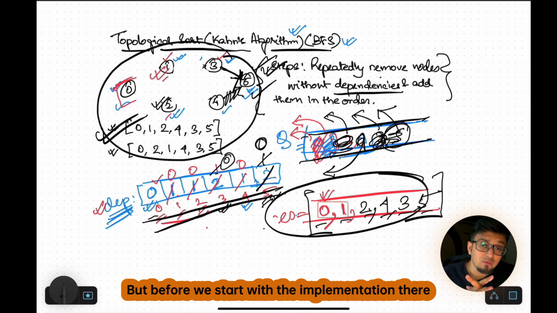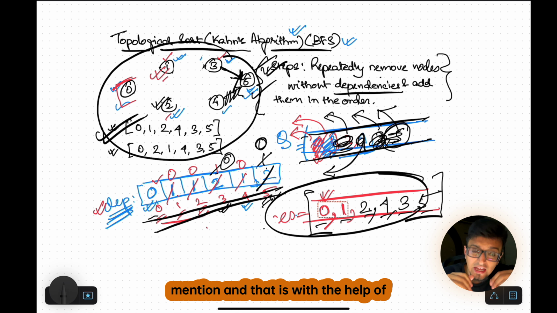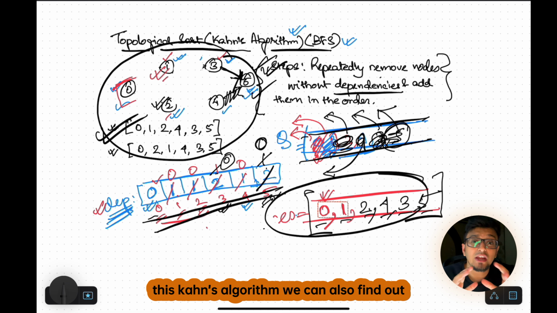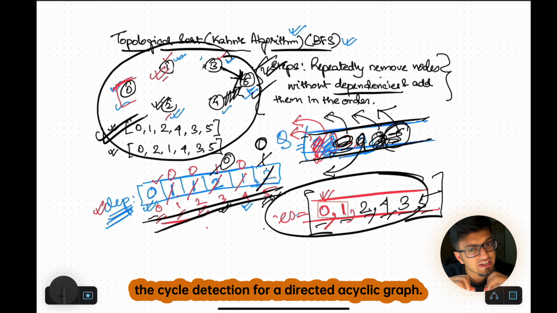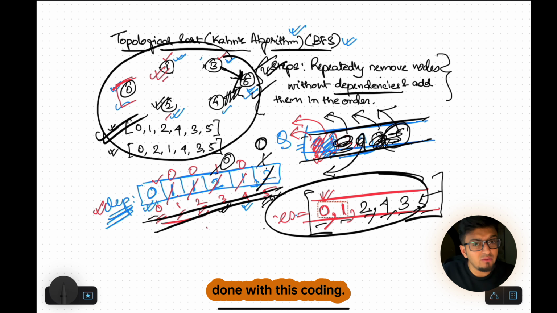But before we start with the implementation, there is one more important thing I forgot to mention, and that is with the help of Kahn's algorithm, we can also do cycle detection for a directed graph. Let me tell you how after we are done with this coding.